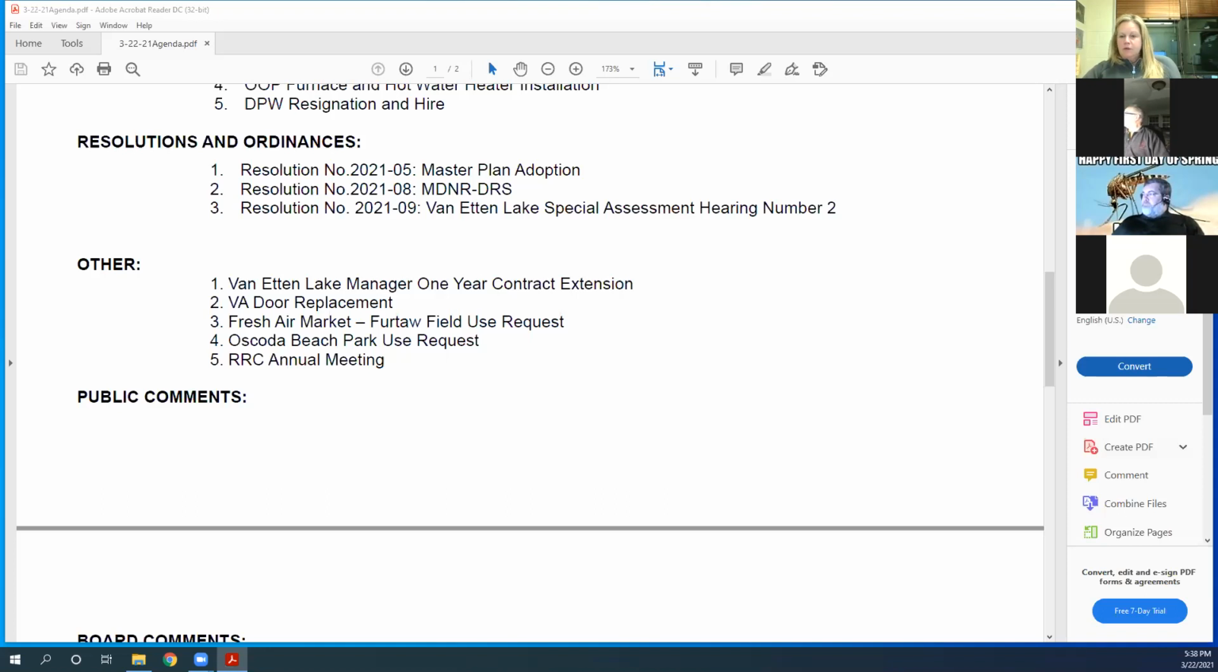Okay, do we have any discussion or questions on that? Was Frank's Lock and Key the only company contracted to provide a price to repair the door? Yes, because it's a very specific device. Well, I move that we accept Frank's Key and Lock Shop Inc.'s bid to spend $2,345 to repair the door at the VA.